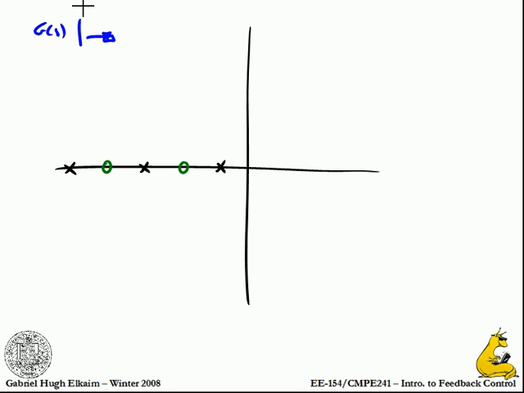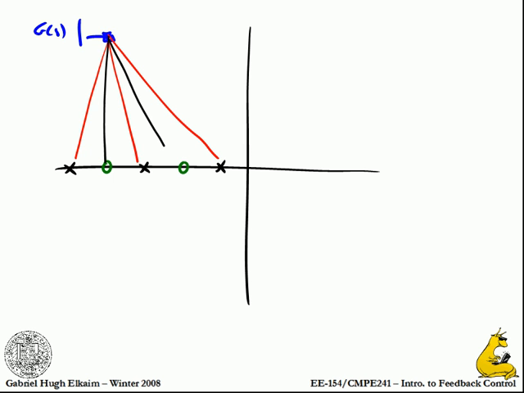Right. So, find the length. All right. So here's the length of my 3 poles. Here's the length to my 2 zeros. Let's call these L1, L2, L3, L4, and L5. So the magnitude is simply L1, L2 over L3, L4, L5.